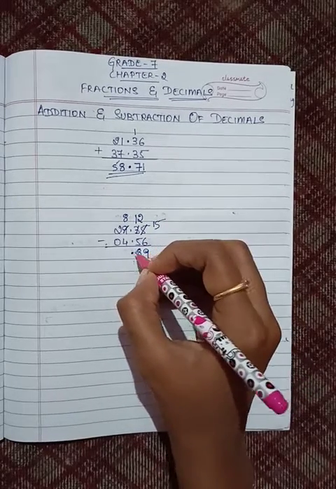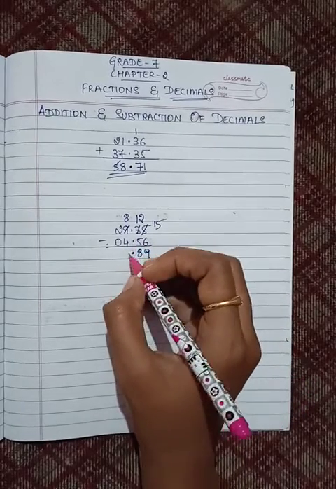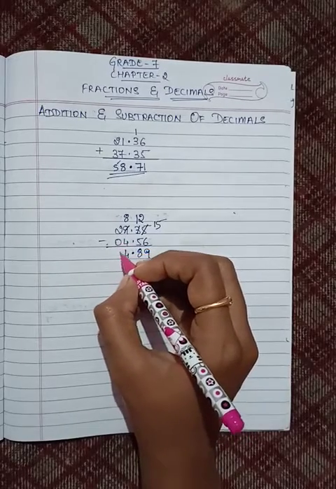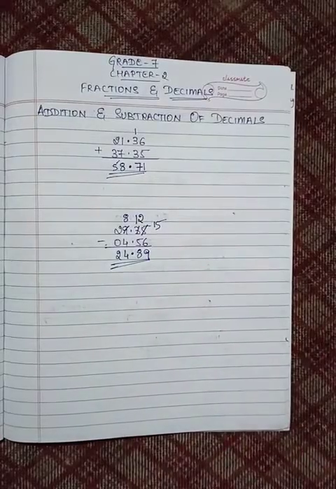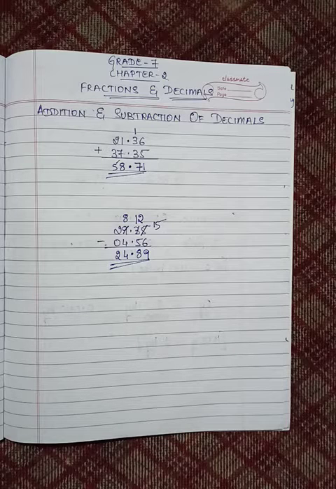Point again, decimal under decimal. 8 minus 4, yes, of course we can subtract 4. And 2 minus 0 is 2 itself. So this is how we need to subtract. And we have to be careful while borrowing one digit from the left digit.